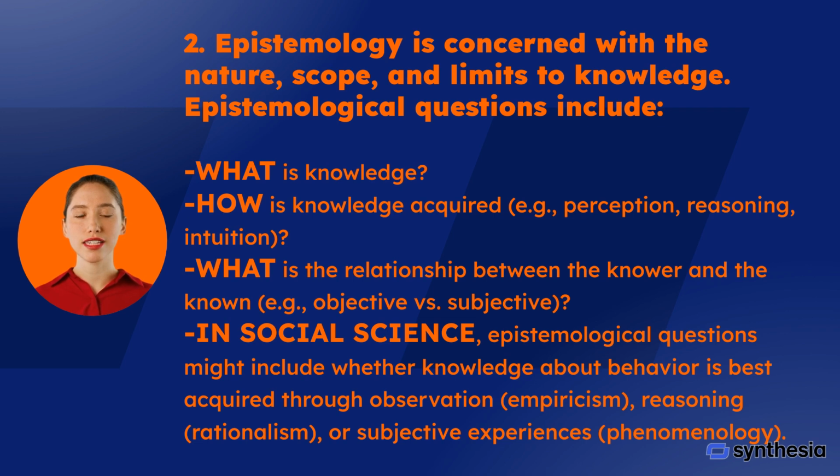In social science, epistemological questions might include whether knowledge about behavior is best acquired through observation, empiricism, reasoning, rationalism, or subjective experiences, phenomenology.